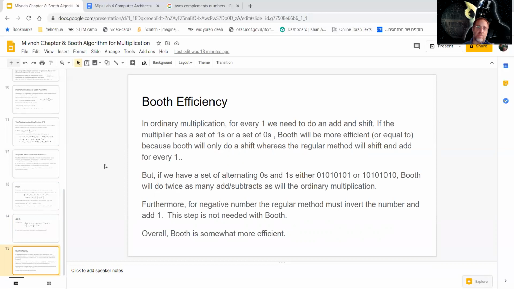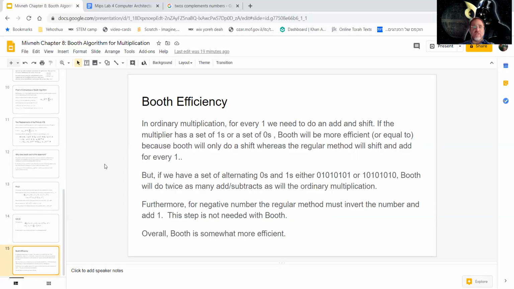Now you asked about Booth efficiency. So let's think about this. In ordinary multiplication, for every one, we need to do an add and a shift, right? If there's a 1 on the bottom number, then we've got to add the top number to the product and shift it left. Every time there's a 1.